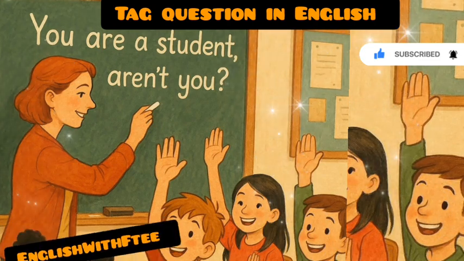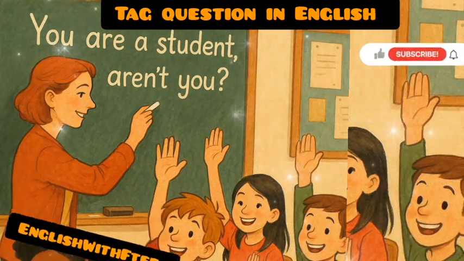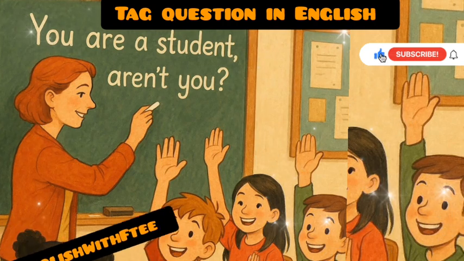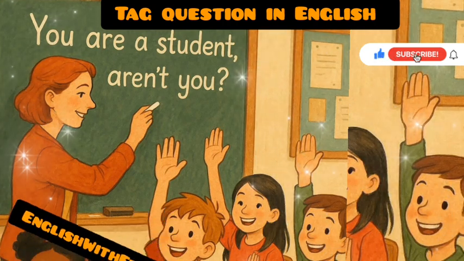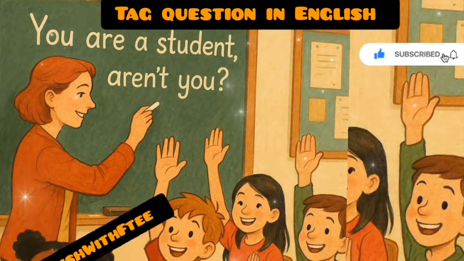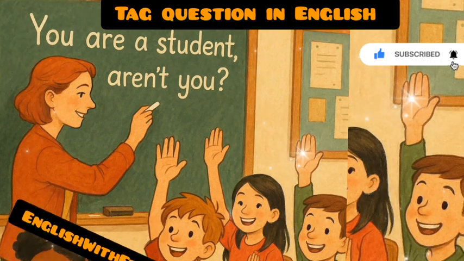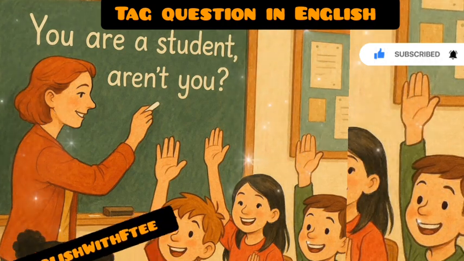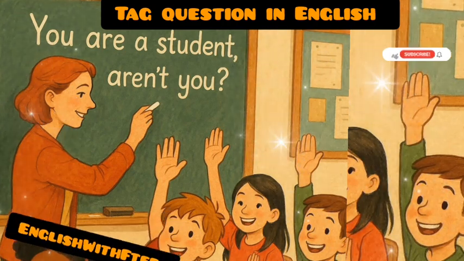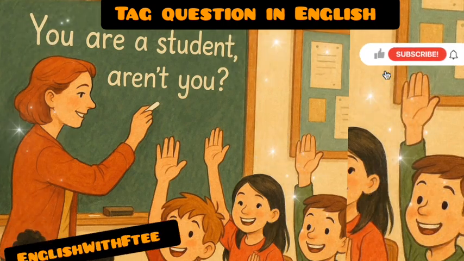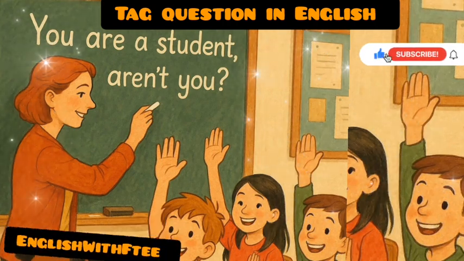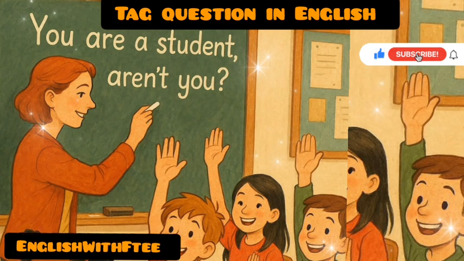Let's see some examples. Example number 1. She is Mrs. Amaka's daughter, isn't she? If you look at this sentence, you'll see that the statement is in the positive form and it requires a negative tag. Isn't she?